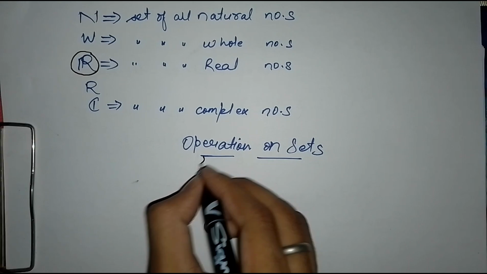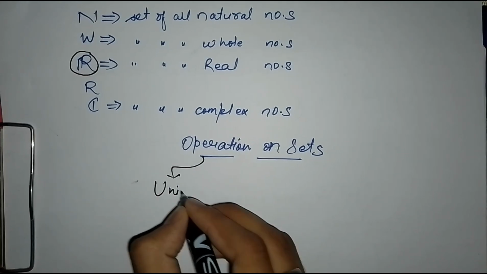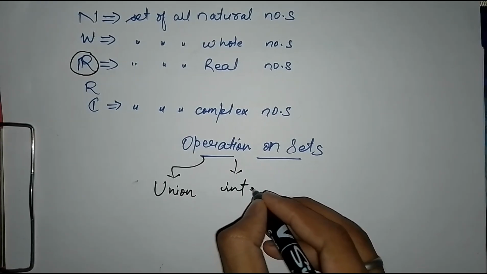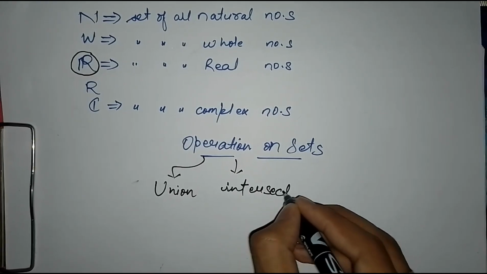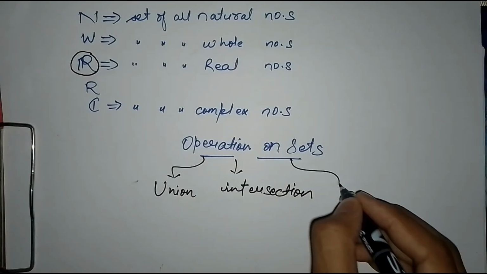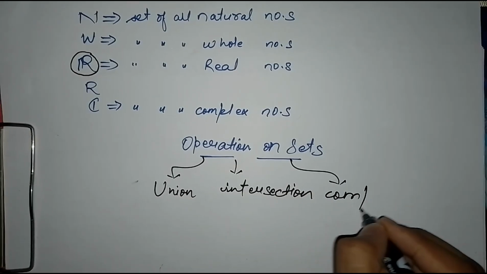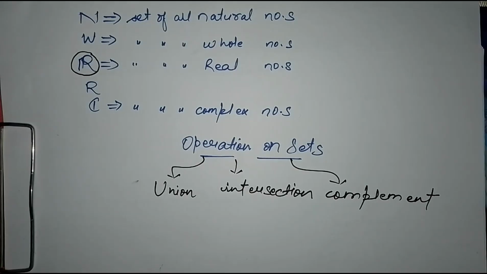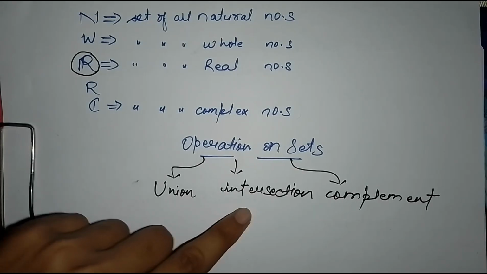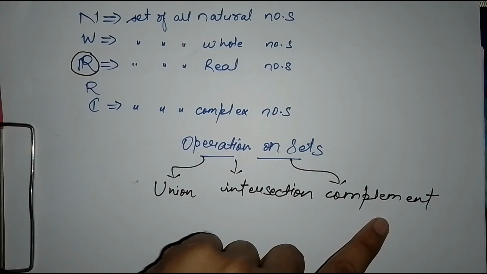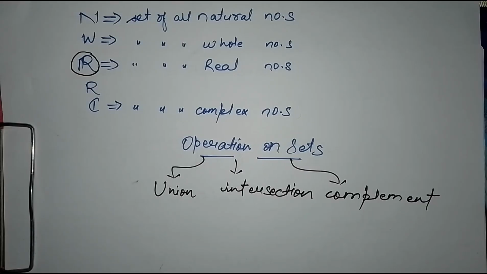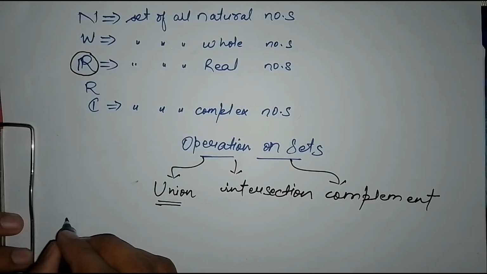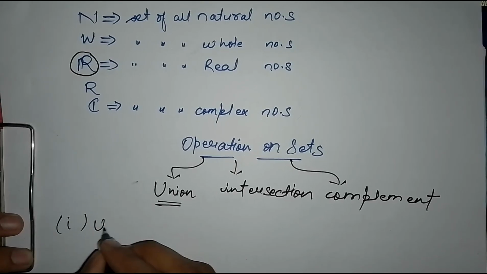One of them is union, one is intersection, and the third one is complement. Once again, what are these three operations on sets? First is union, the second is intersection, and the third is complement. Now we'll understand them one by one. So let's start with union. Very first, union.